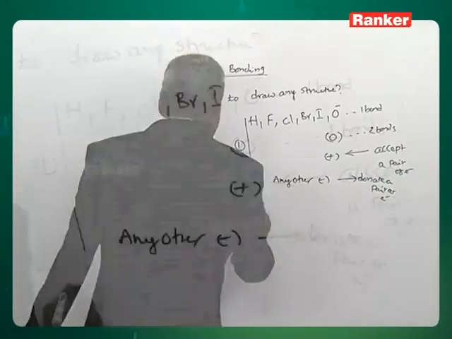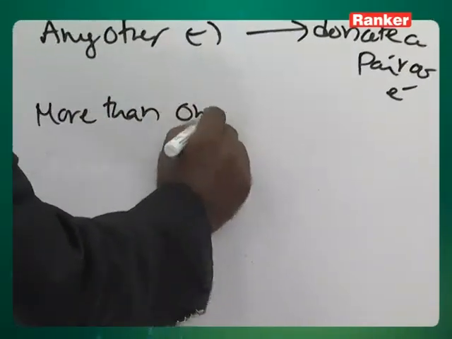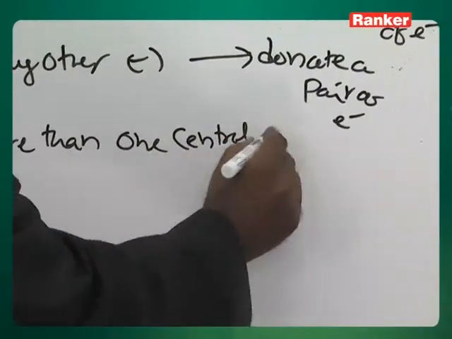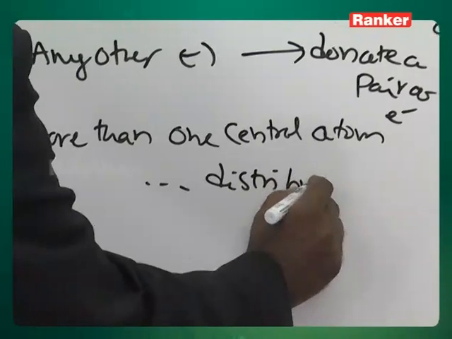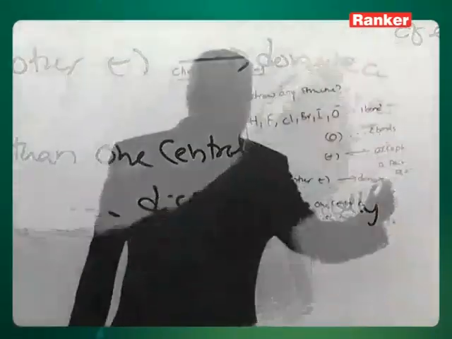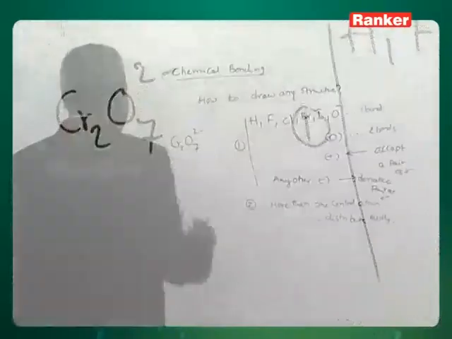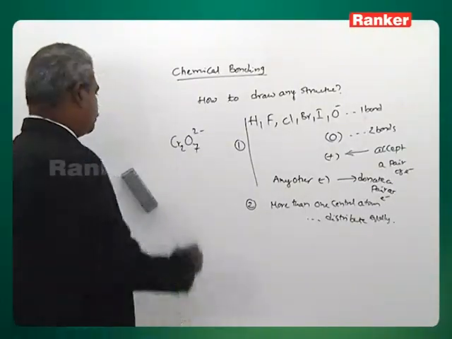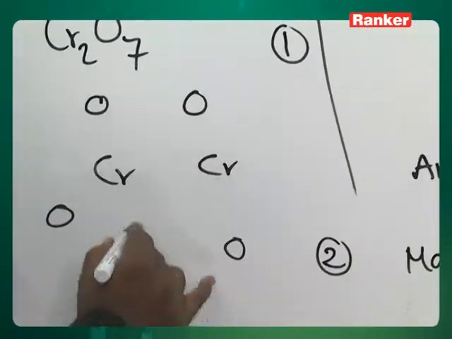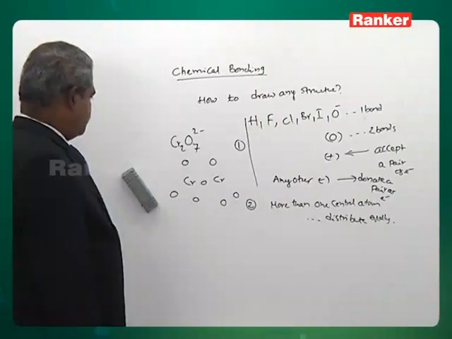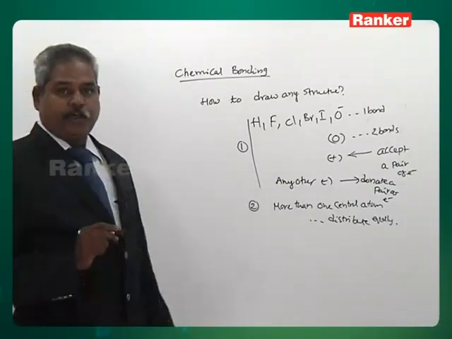Next, 2. More than 1 central atom. Suppose there are more than 1 central atoms, then distribute all other atoms equally. More than 1 central atom, distribute equally. Cr2O7 2-. You have 2 chromiums, 7 oxygens, 1, 2, 3, 4, 5, 6, 7. Cr2O7 2-. Look here, I will write it again. So, more than 1 central atom, distribute equally.